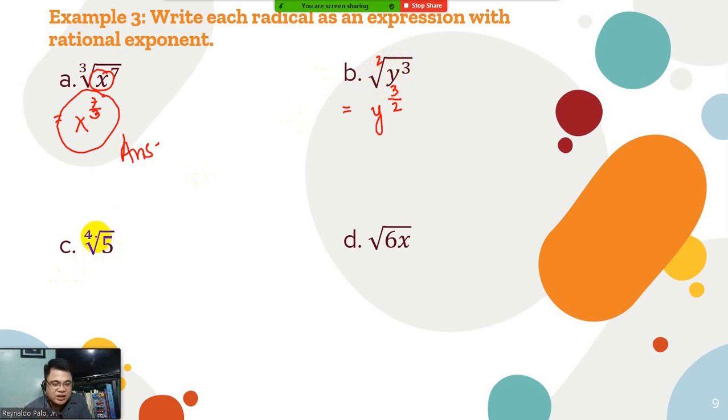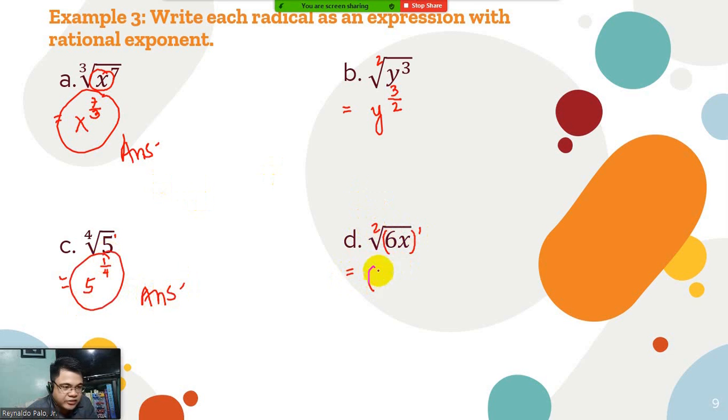Let's have letter C. For letter C, we have the 4th root of 5. For all we know, 5 has an exponent of 1. Now, you copy the base, which is 5, and then the exponent, which is 1, over 4, the index. So this will be your answer. Now let's have letter D. We can group 6 and x, and they have an exponent of 1 and an index of 2. So we can rewrite this as 6x raised to the power of 1 over 2. So that's how you are going to transform a radical expression into an expression with rational exponent. Just remember the things that we had while we are answering the examples.